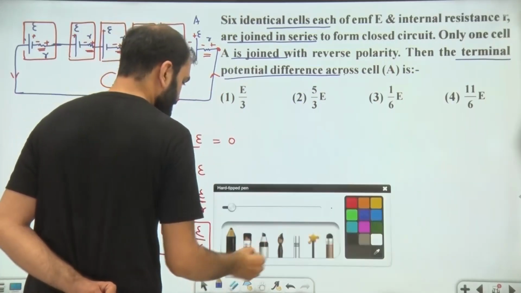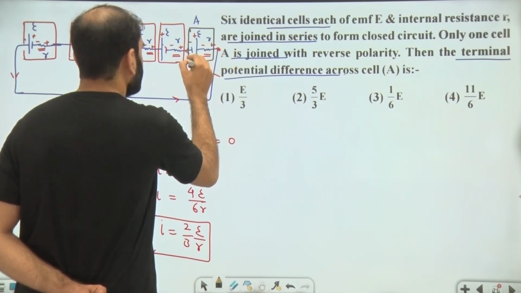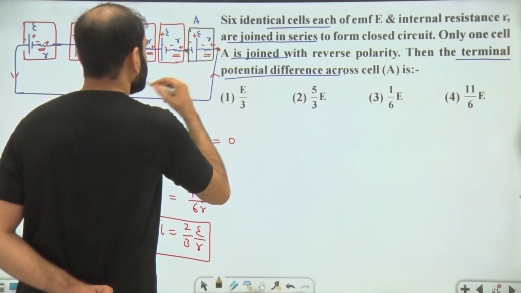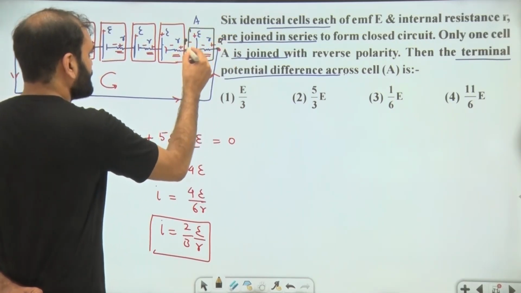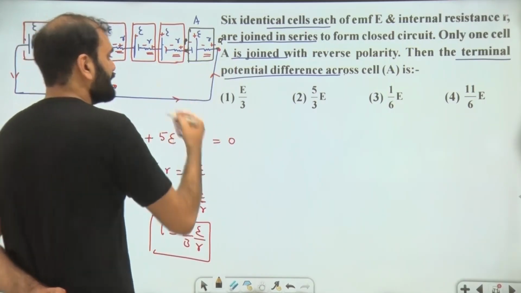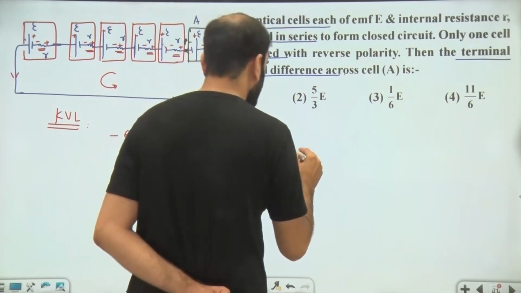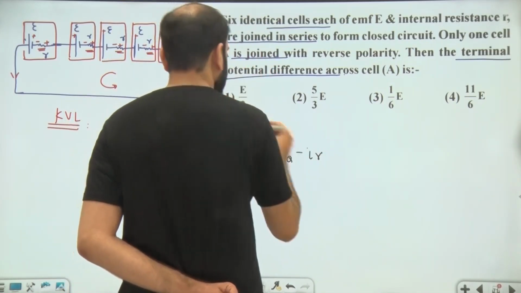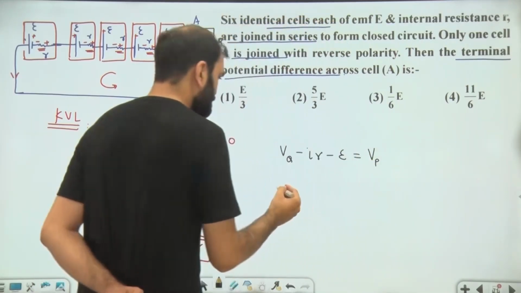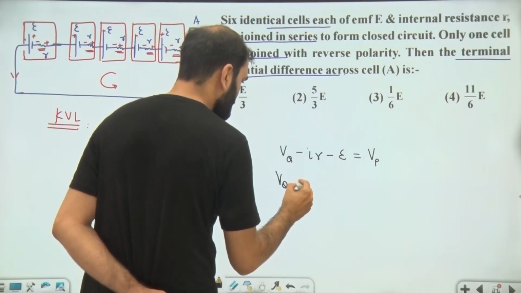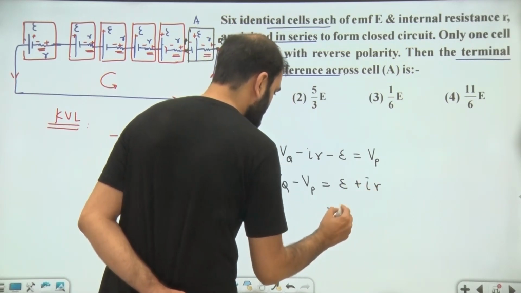Here is the cell A. You have to calculate the terminal potential across this cell. Let's say its terminals are P and Q. The potential difference between P and Q is to be calculated. The current is flowing like that. Start with point Q, then move through minus I into R, and then the battery, minus E, and back to point Q. So the terminal potential difference is equal to E plus IR. Just put the value here.